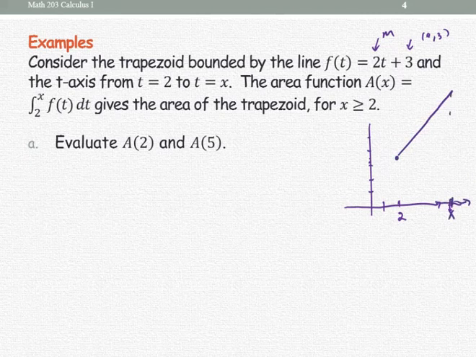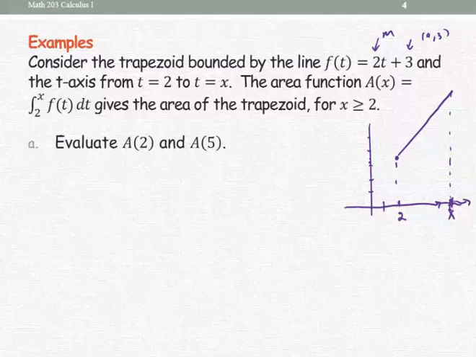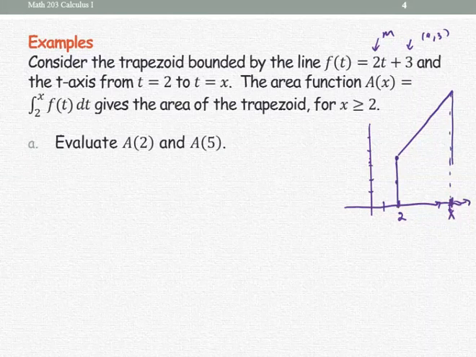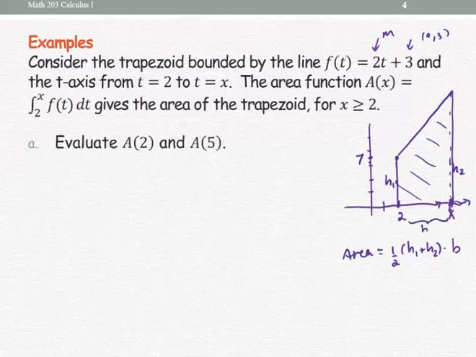As we define x as the right endpoint and 2 as the left endpoint, it forms the trapezoid. The area under the graph is the area of the trapezoid from point 2 to point x. Note that the area of the trapezoid equals 1/2 times height 1 plus height 2, added together, multiplied by the base. And the base is the difference of x and 2.